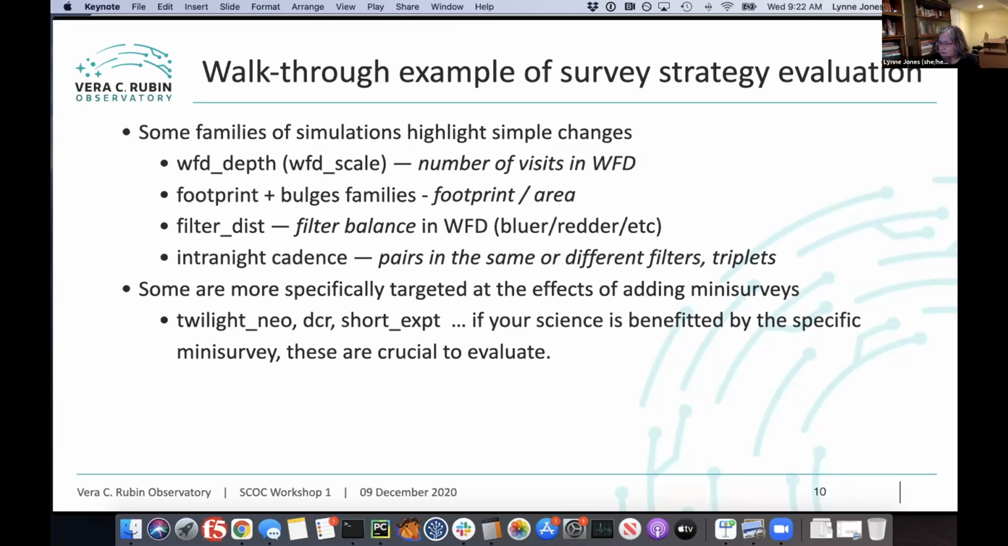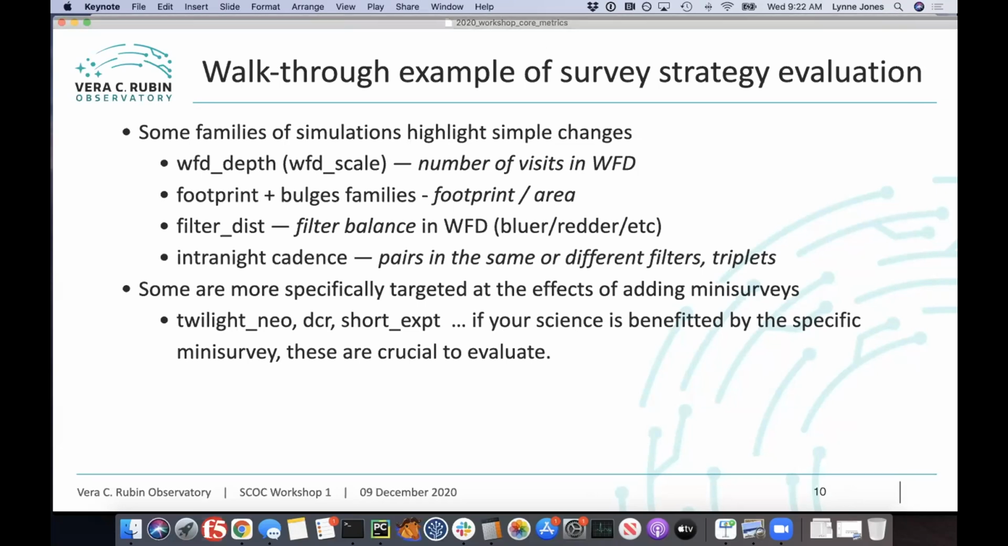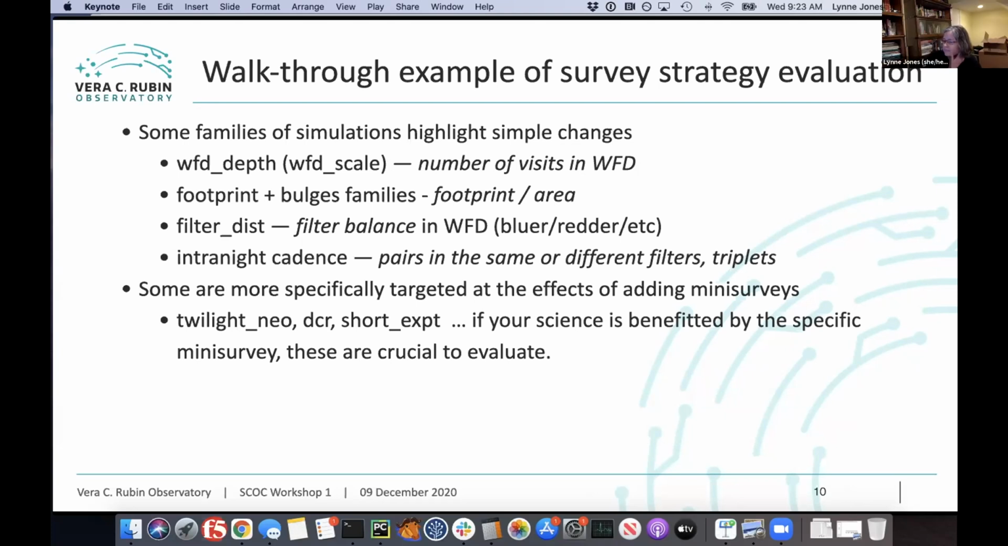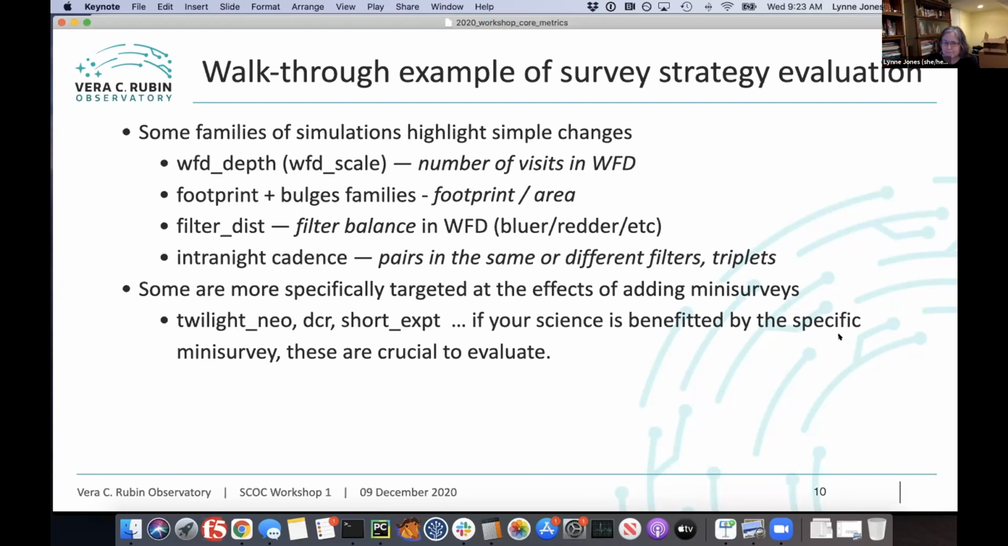So there was a question on Slack from Michael Strauss. Are there metrics that address science opportunities in the first year of the survey? Not yet. That's a really good question.